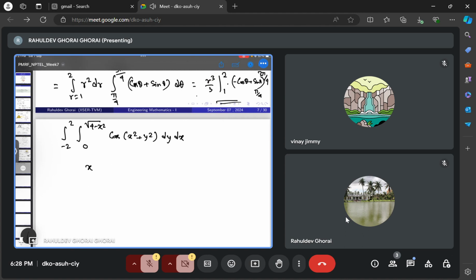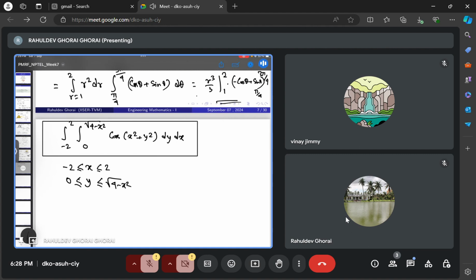Here what is happening? x is varying from minus 2 to 2 and then for each x, y is varying from 0 to square root of 4 minus x square. So how do you find the integral value of this function? In these cases we will welcome the polar coordinate transformation, that we will use the polar coordinate transformation, right?